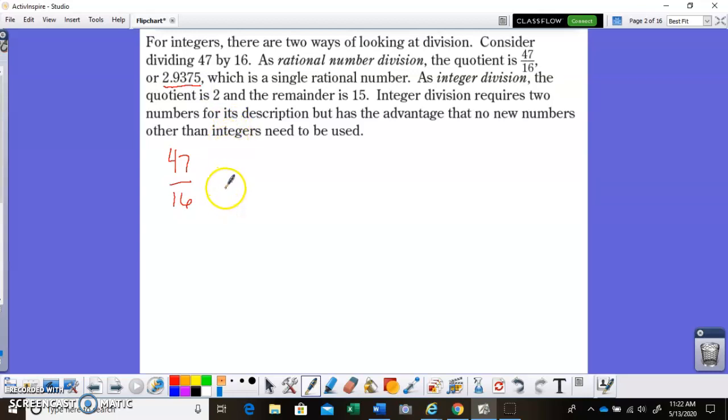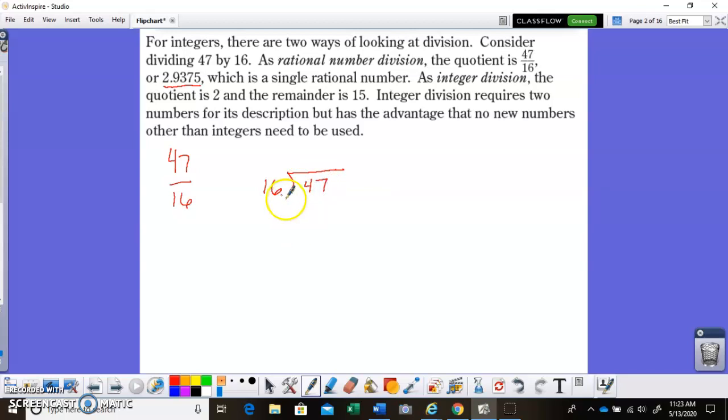But if we're talking about real life scenarios, a lot of times what we want to see is a whole number or an integer and which part is left over, or which part is a remainder. So when we're looking for integer division, it takes two numbers for its description, but has an advantage that no new numbers, we're not bringing in any rational numbers, we're just dealing with integers. So let's remember how to do our long division from elementary school. The thing we're dividing by goes out in front, and the thing we're dividing into goes underneath the bar.